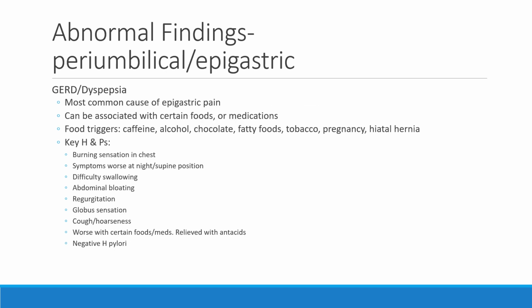GERD or dyspepsia, so gastroesophageal reflux disease. It is the most common cause of epigastric pain, can be triggered with certain foods or medications. Food triggers include caffeine, alcohol, chocolate, fatty foods, tobacco. Other triggers include pregnancy and hiatal hernia. Key history and physical findings, a burning sensation in the chest, symptoms that are worse at night or when the patient lies down, difficulty swallowing, abdominal bloating, regurgitation, globus sensation, cough, hoarseness, worse with certain foods or medications, relieved with antacids, and these patients have a negative H. pylori test.